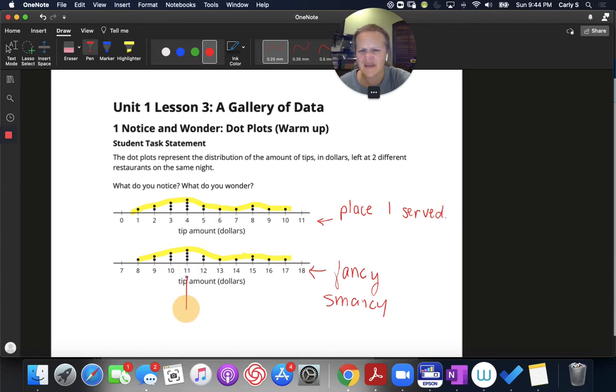No, if your most frequent tip is $11, that's a normal-ish restaurant. Where here your tip is $4. Maybe that's a little lower than Lone Star Steakhouse. I don't know. But the shape is exactly the same. But the tip dollar amounts are quite different, right? You notice that?